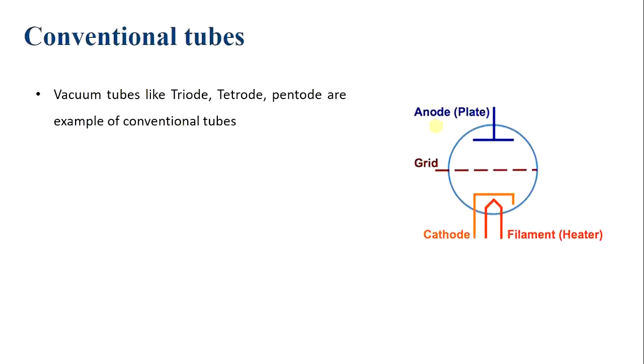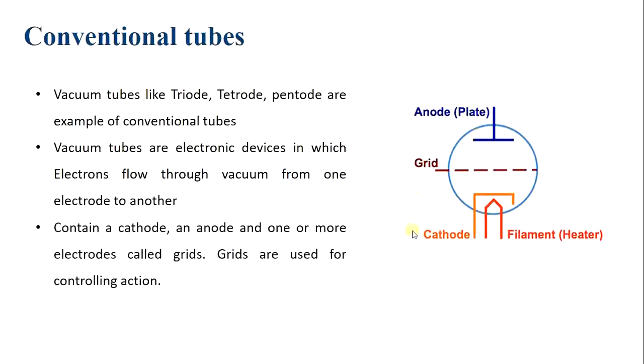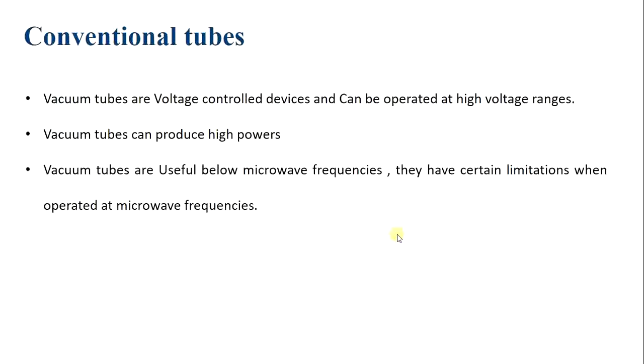Example of conventional tubes. In the figure you can see over here, this is a vacuum tube triode. Vacuum tubes are electronic devices in which the electron flows through the vacuum from one electrode to another electrode. It contains a cathode, an anode, and one or more electrodes called grids. These grids are used for the controlling action. Vacuum tubes are voltage control devices and they can be operated at high voltage ranges. Vacuum tubes can produce high powers.